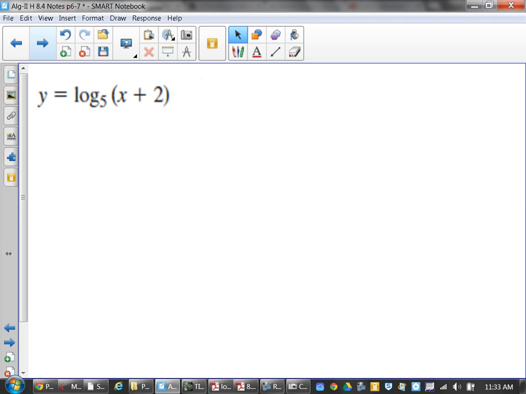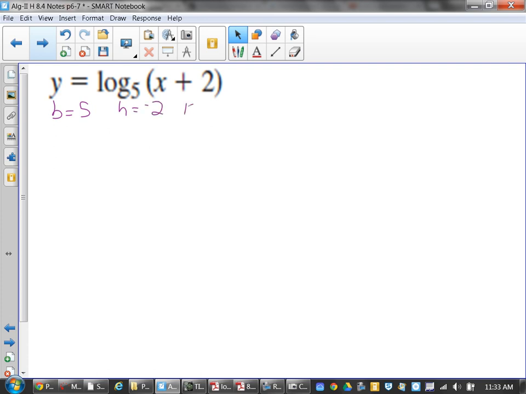All right, so here we go. y equals log base 5 of the quantity x plus 2. In this case, what is my base? 5. My base is 5. My h value is -2. Is there a k value? No.